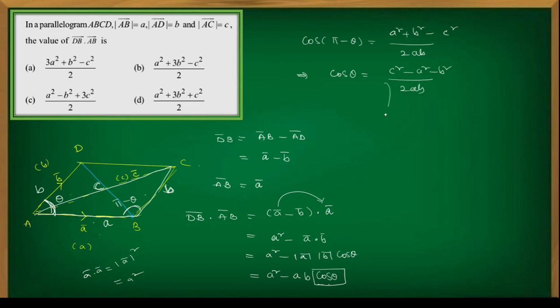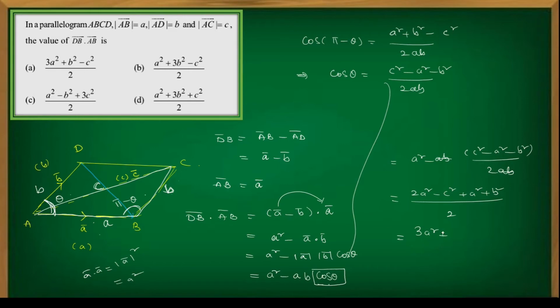Now you can copy here. So that is equal to A square minus AB into C square minus A square minus B square divided by 2AB. So AB cancels, you can take 2 as LCM. So you get here 2A square, then minus C square, then plus A square, then plus B square. So 2A square plus A square, 3A square, then we have plus B square, then we have minus C square by 2.